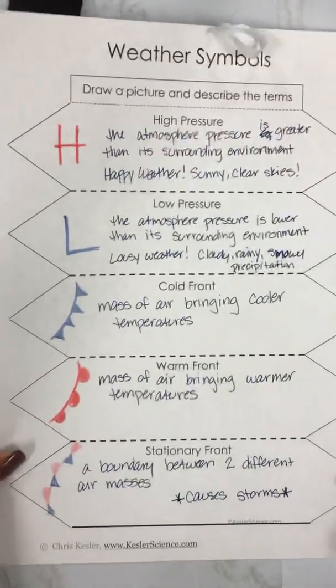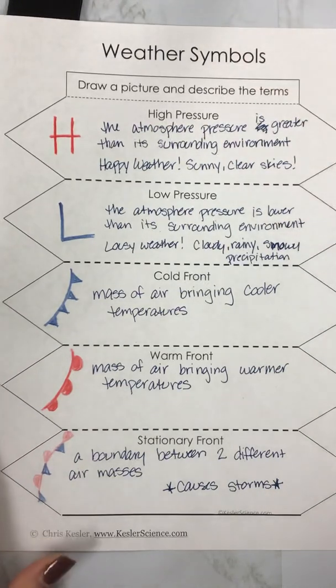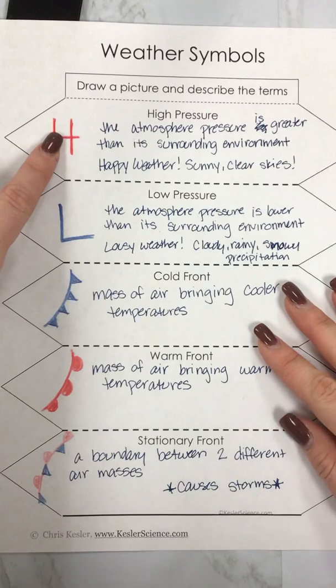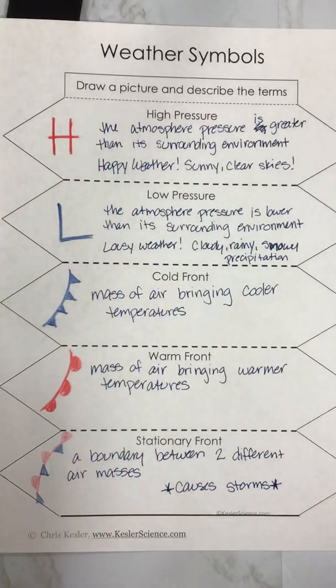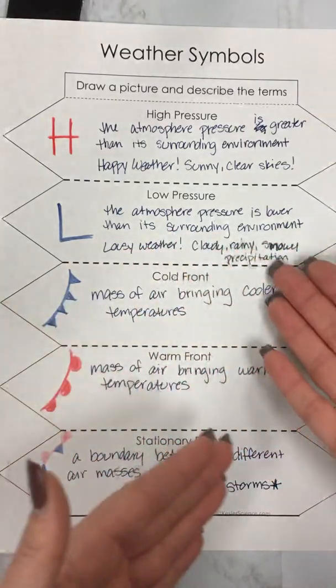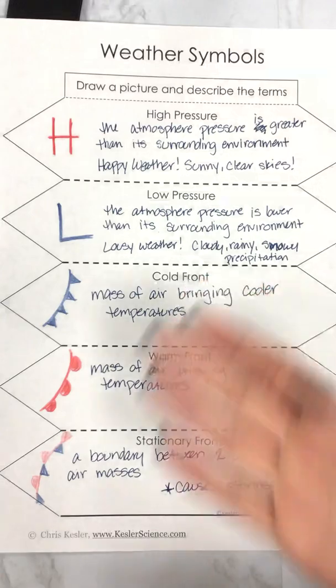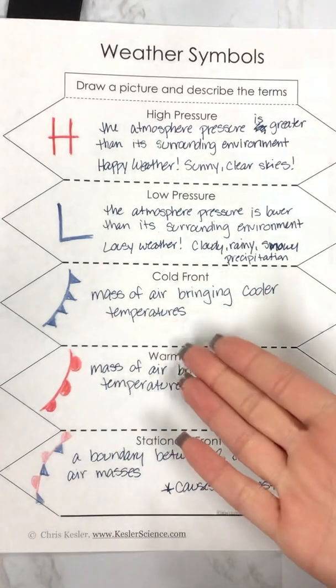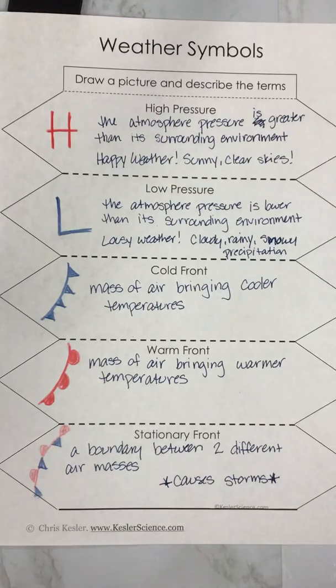So whenever we're looking at a weather map, you should be able to predict what the weather is like in any place based on these symbols. If you see a high pressure system, or this capital H, then you know they're going to have sunny and clear skies. If you see low pressure, it's going to be cloudy and it could be raining or snowing depending on the temperature. If a cold front's coming in, their temperature is going to drop. Warm front, the temperature is going to increase. And if you see a stationary front, then you know that these people are going to be having storms.